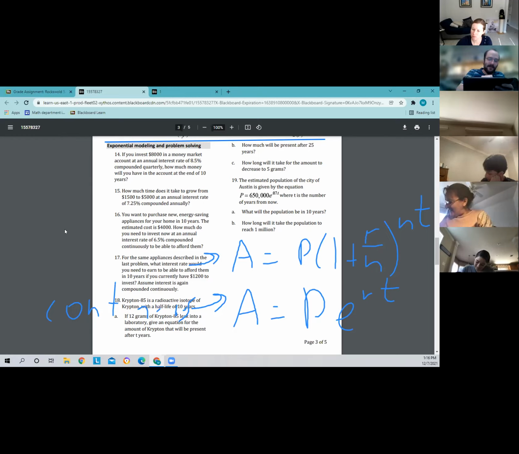So this says what? The word I'm focusing on is what? Quarterly. Quarterly, right? What does quarterly mean? 4 times a year. And which variable is that? That's my n variable. So what this is telling me when I see quarterly is that n is equal to 4.